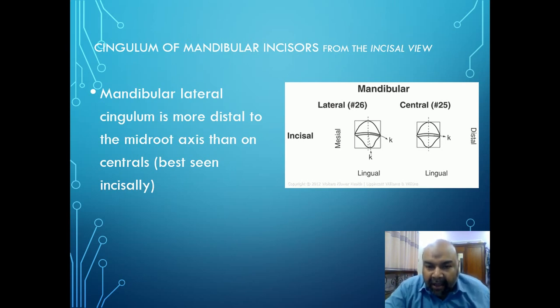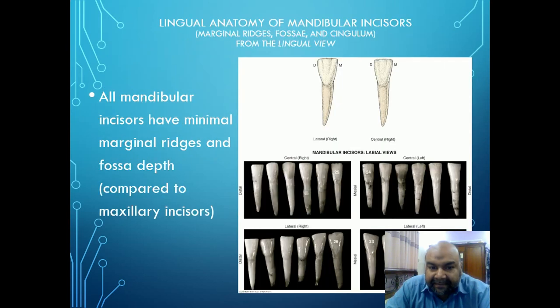What do we mean by mid-root axis? If we cross section this tooth in half, this will be the mid-root section. So the cingulum, as you can see on this side, is much more distally placed as compared to the central incisor. And in books it's written that the cingulum of the lateral incisor is offset distally. But what do we mean by offset distally? By offset distally, we mean it is more distally placed as compared to the mandibular central incisor.